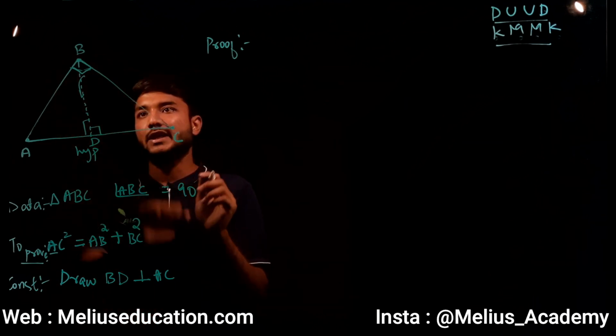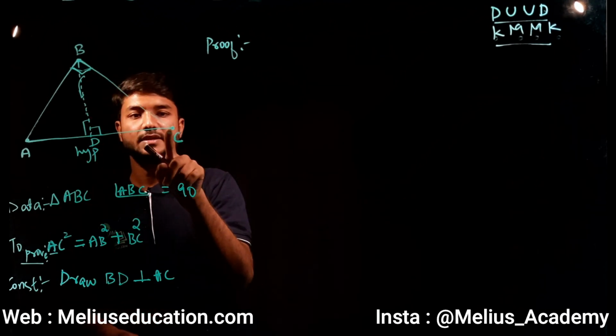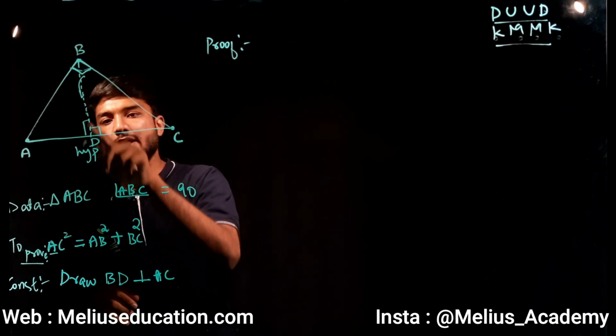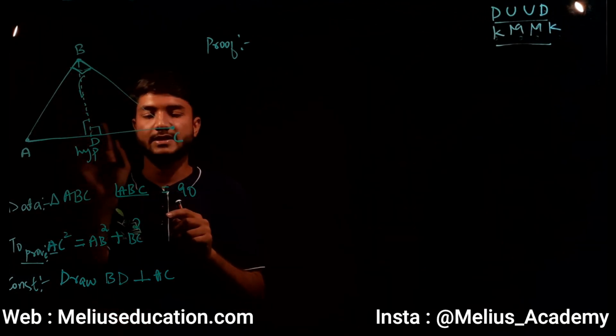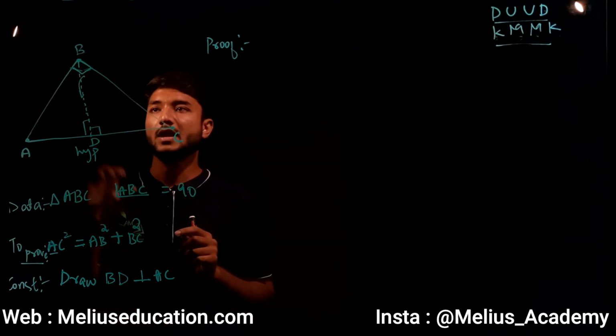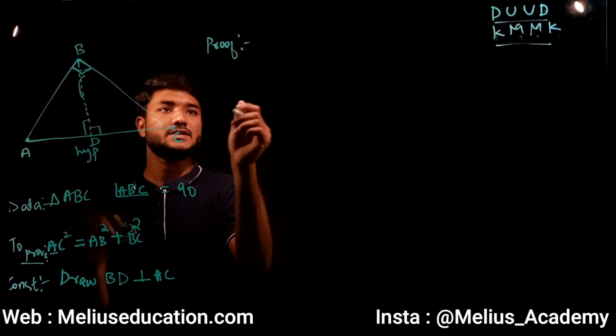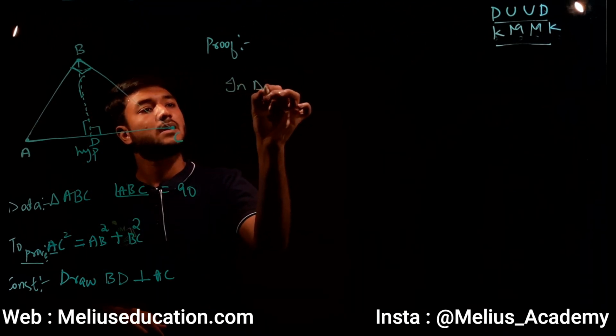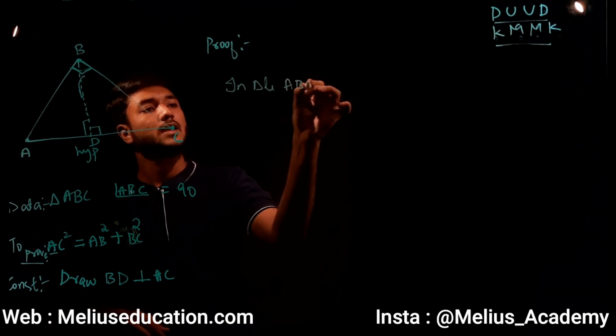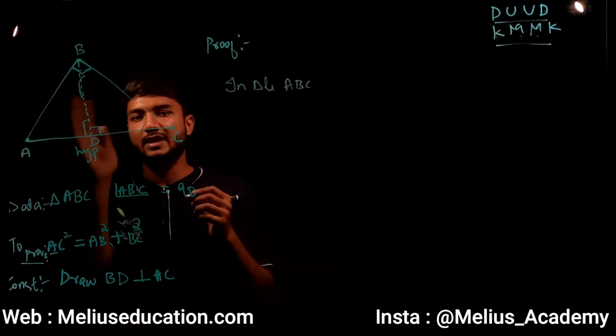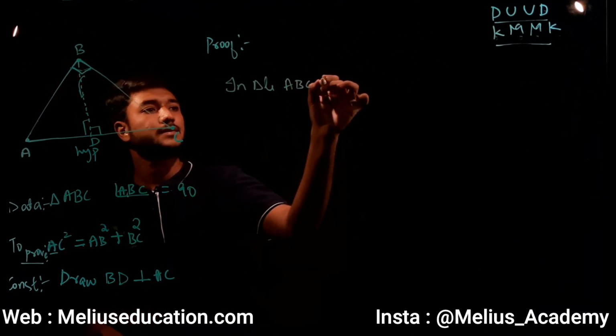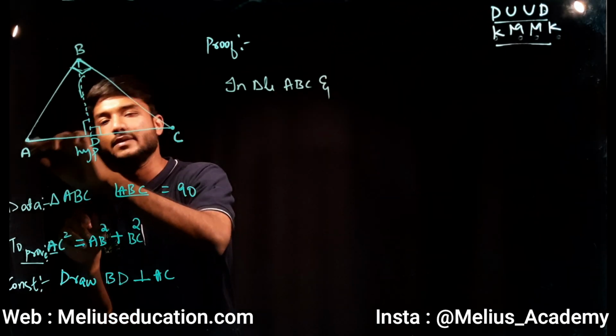So we have 3 triangles here. One is triangle ABC, the bigger one, and triangle ABD, the smaller one, and triangle BDC, the other smaller one. So we have 3 triangles here. So let us consider the bigger triangle first. In triangle ABC, and the left side triangle, the smaller triangle, triangle BDA.